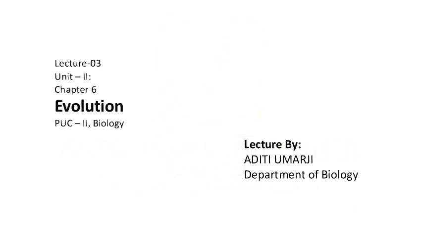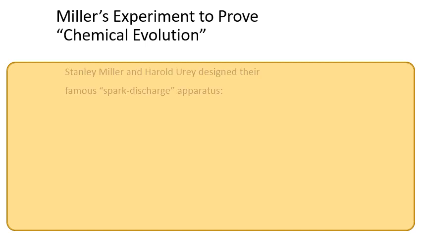I welcome you all to the third session of the topic evolution. In the last class we revised the origin of universe and origin of earth, and we also studied theories regarding the origin of life, that is theory of biogenesis, theory of abiogenesis, and theory of chemical evolution. In today's session, let us continue with the theory of chemical evolution.